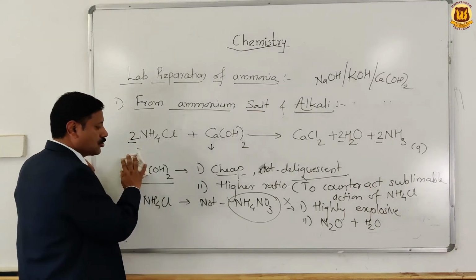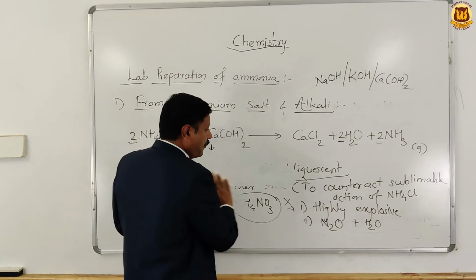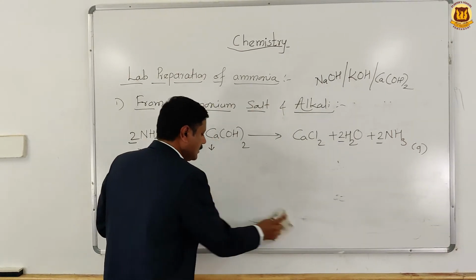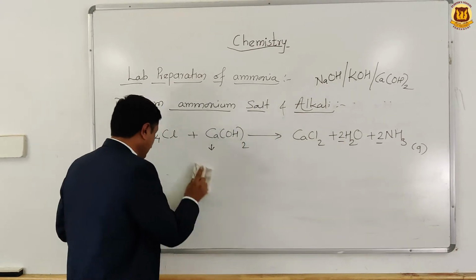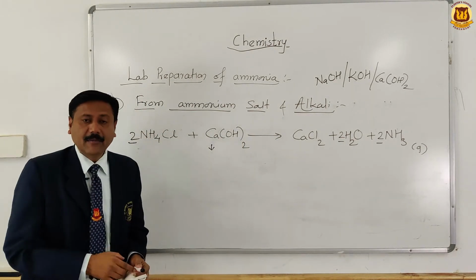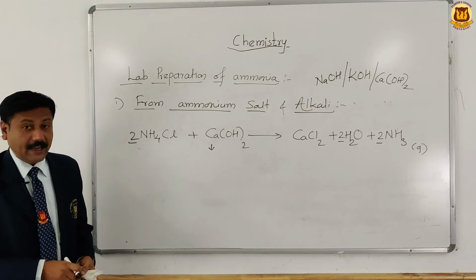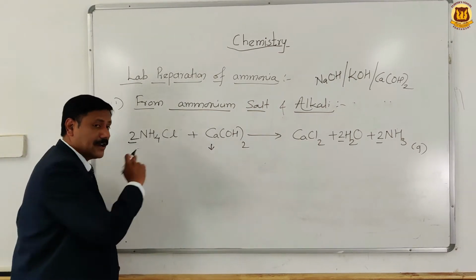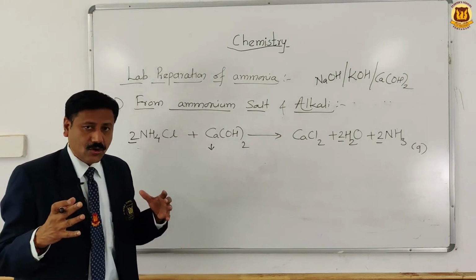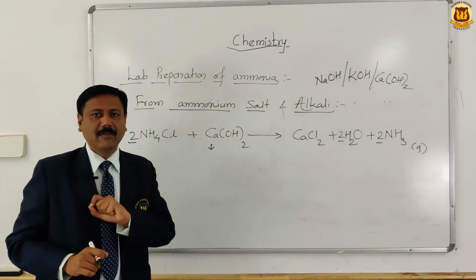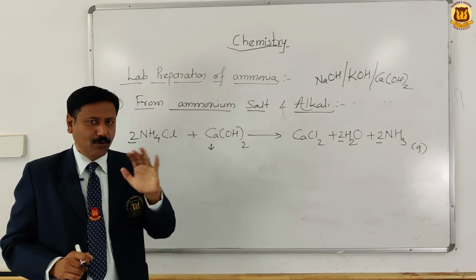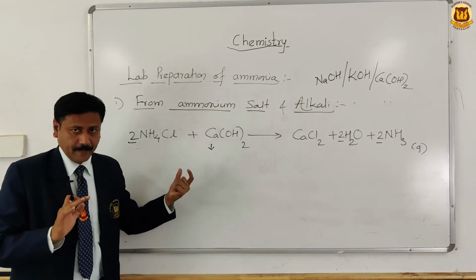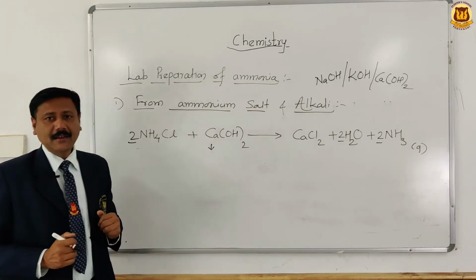So which two reactants are preferred? Ammonium chloride and calcium hydroxide. The alkali is calcium hydroxide because it is cheap and non-deliquescent. It is also taken in the higher ratio. Why? To counteract the sublimable action of ammonium chloride. As compared to ammonium chloride, it is cheap. That's why it is taken in the higher ratio.